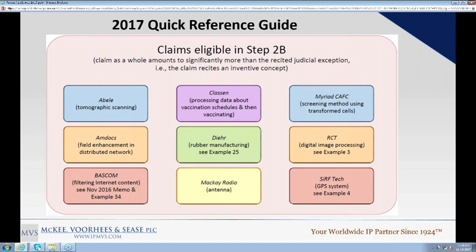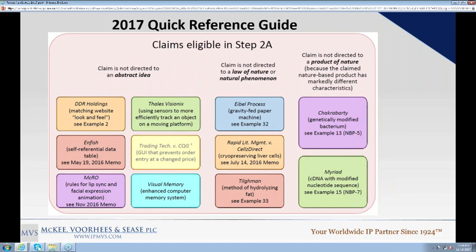Going here, the next part of it was claims eligible under Step 2B. Just in reference, Step 2A and Step 2B are references to the 2-prong Mayo-Alice test, right? So the first one, is it directed to excluded subject matter? Going back a page there, no, it's not, because it's not an abstract idea, or it's not directed to a law of nature, or it's not directed to a product of nature, is the idea with those.